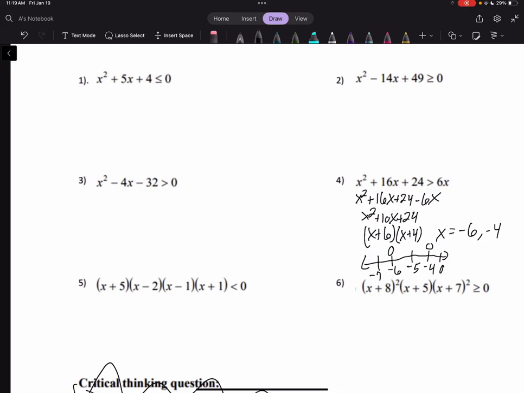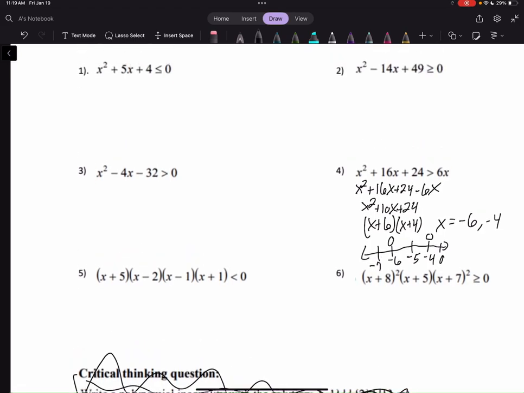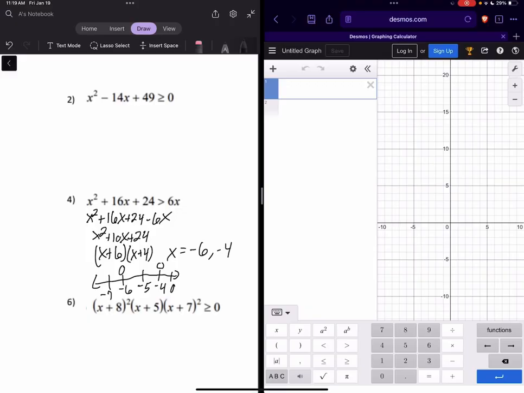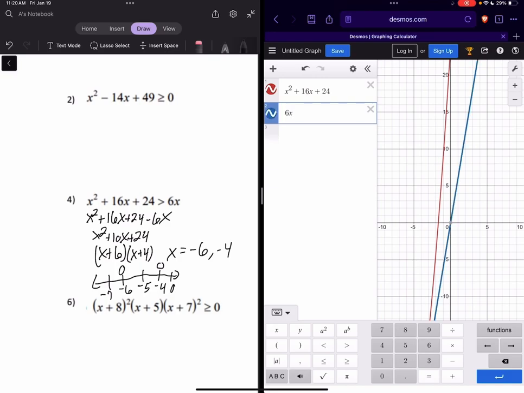Okay, we can do this by hand if you would like, but I'm going to show you how to do this in Desmos, okay? So for Desmos, we're not going to type it the way it's written. We're going to type it a little bit differently. Plus 16x plus 24. And down below we're going to put 6x. Okay?